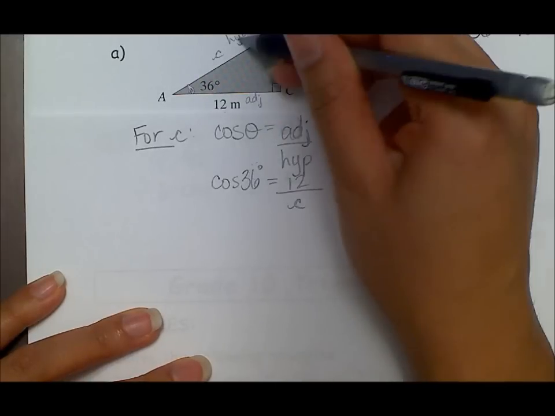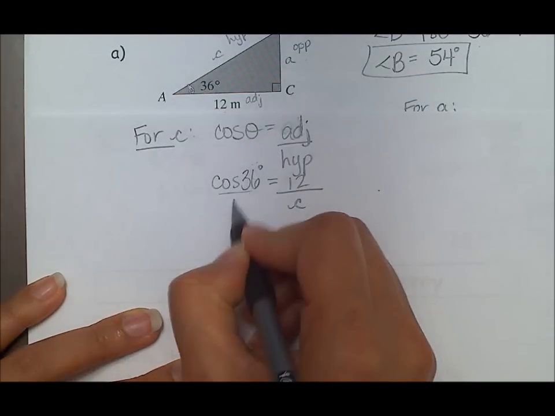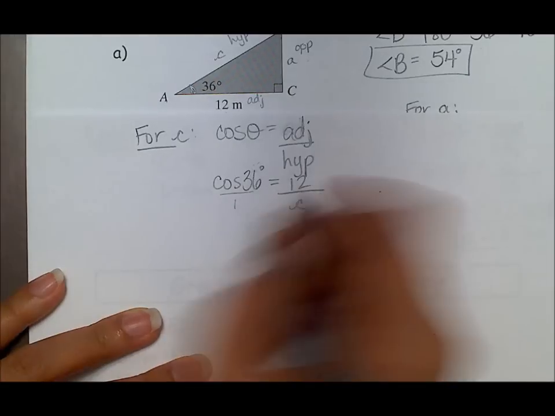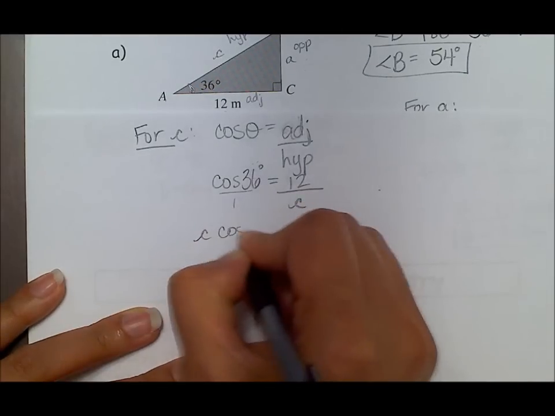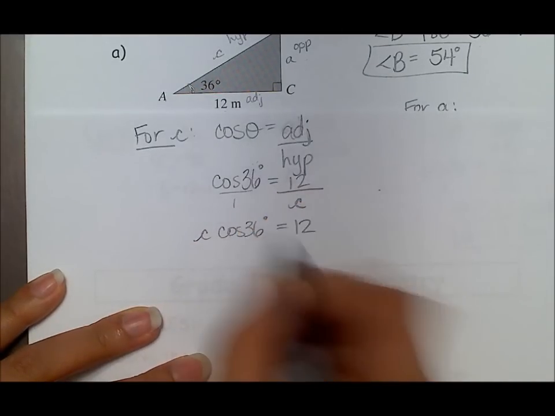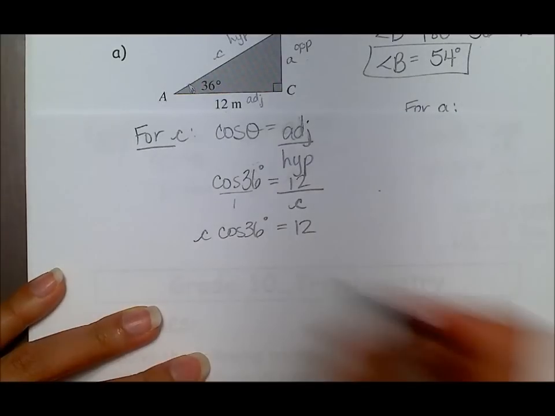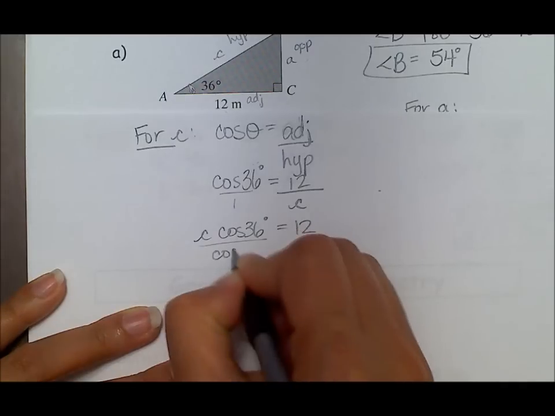And again, I'm going to add 1 in the denominator. I'm going to cross multiply, and I'm going to try to isolate C. So when I cross multiply, I get C cos of 36 degrees equals 12. The operation between the C and the cos 36 is multiplication. The opposite of that would be division. So I'm going to divide both sides by cos of 36 degrees.